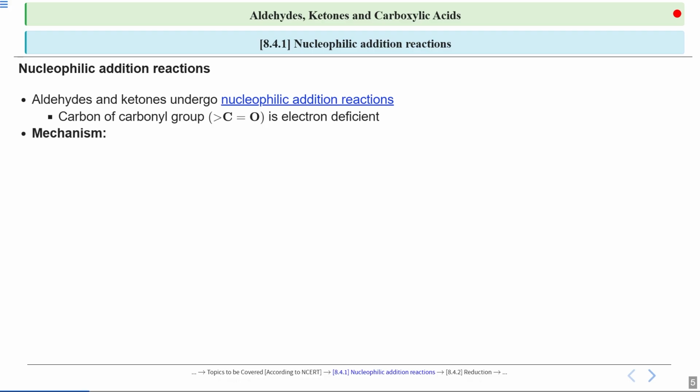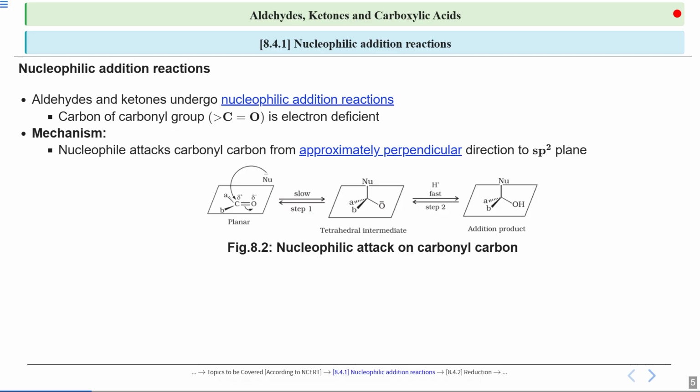Now let's look at the mechanism. When a nucleophile attacks a carbonyl carbon, it does so from a direction which is approximately perpendicular to the plane of the carbonyl group. This is because the carbonyl group is in an sp2 hybridized state, which forms a planar structure, meaning everything is in one plane.